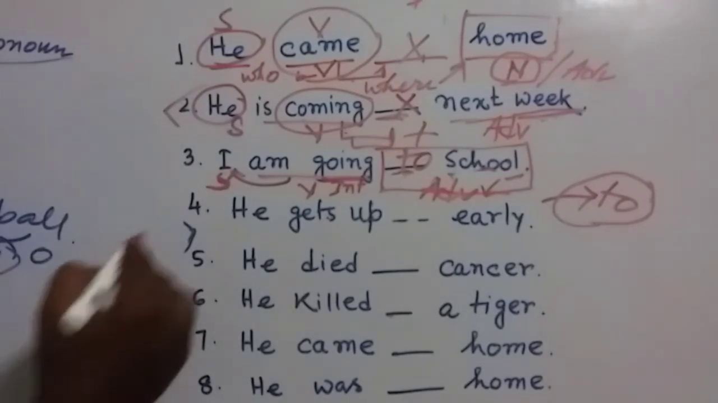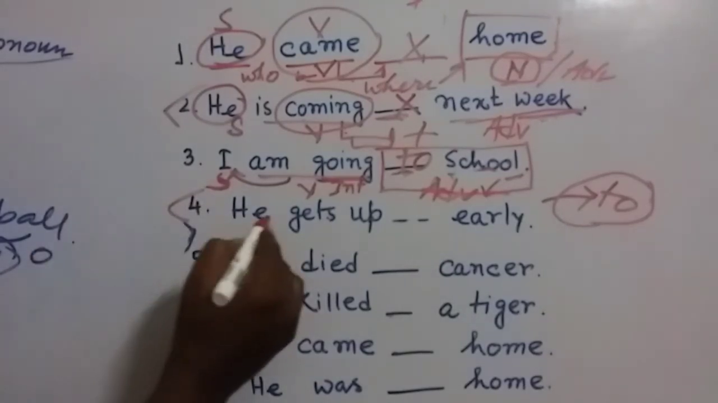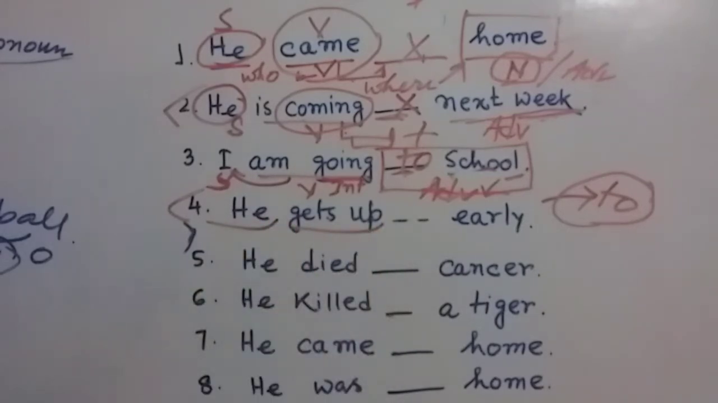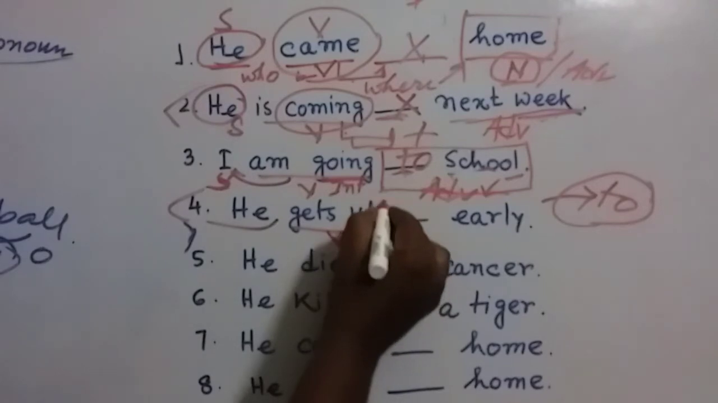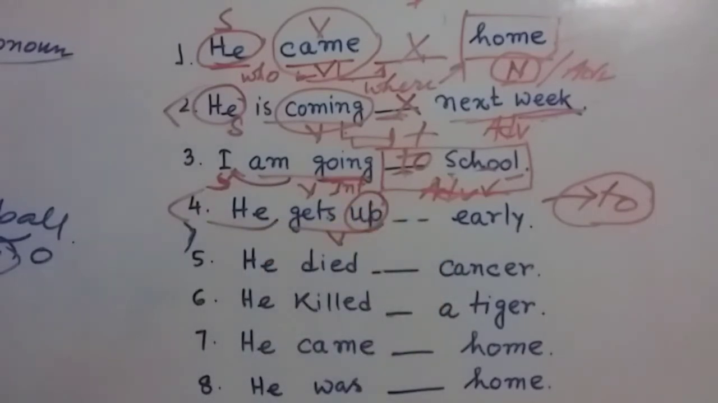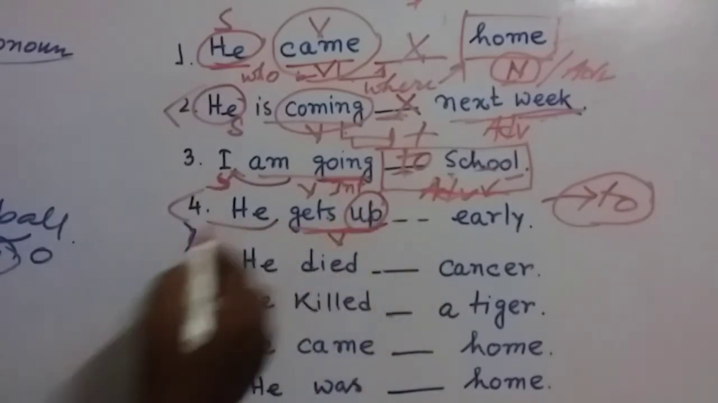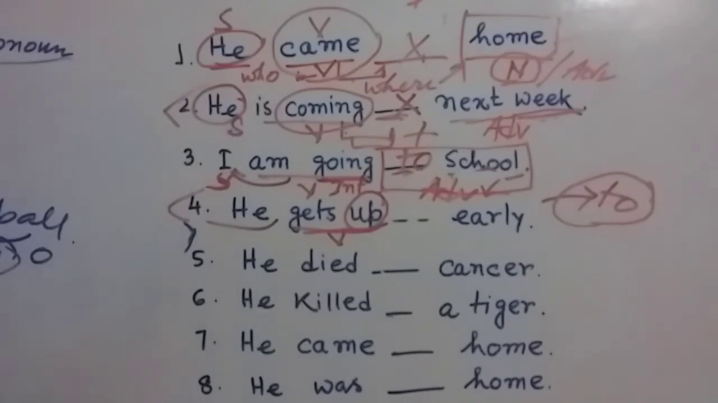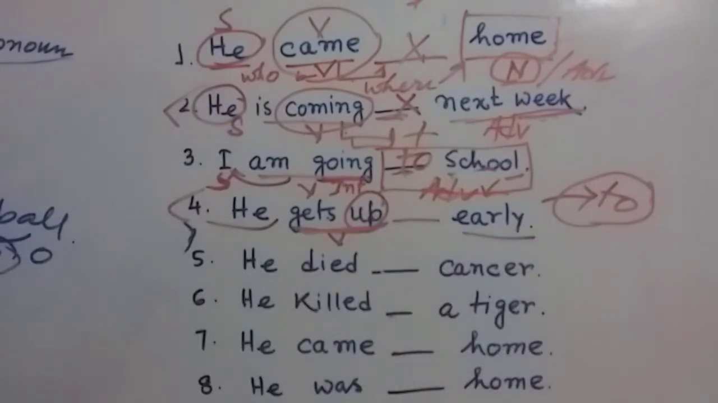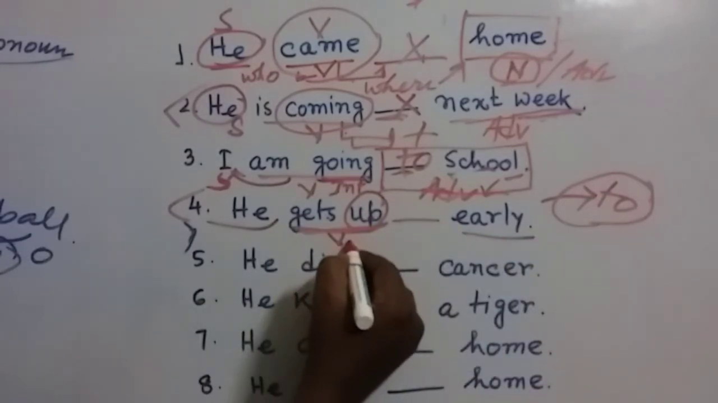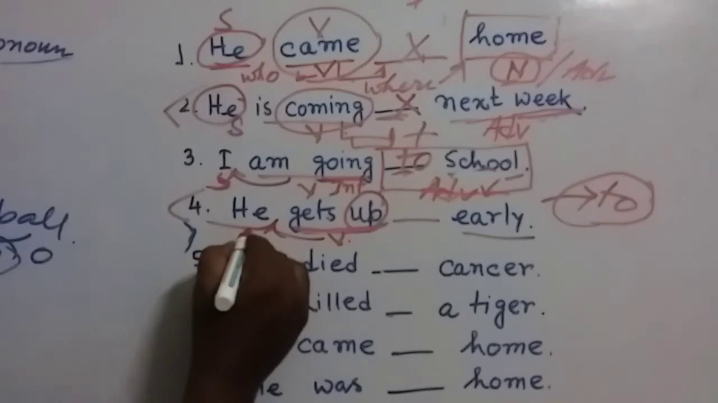Now look at this sentence, number 4. He is the subject, gets up. This is the verb. Now my dear friends, this is not a preposition here. Actually, it's called a phrasal verb. That is a separate thing. We'll discuss this in another video. Just think about this one. This is a verb. Now there is the blank space. There is early. So the verb is gets up. Who gets up? He. This is the subject.